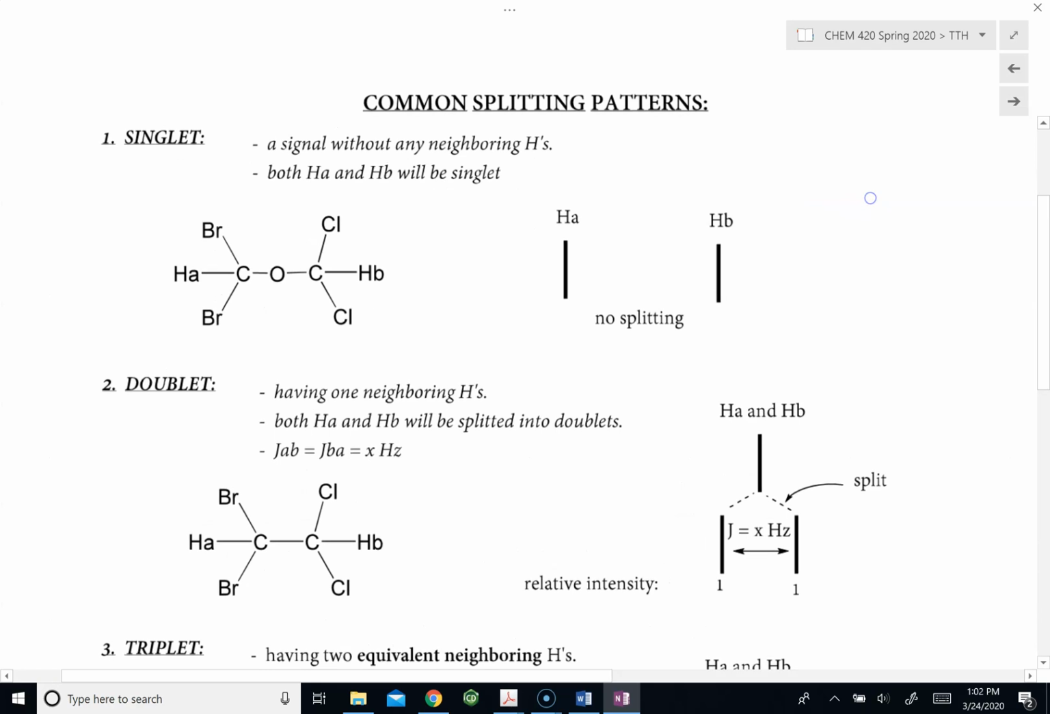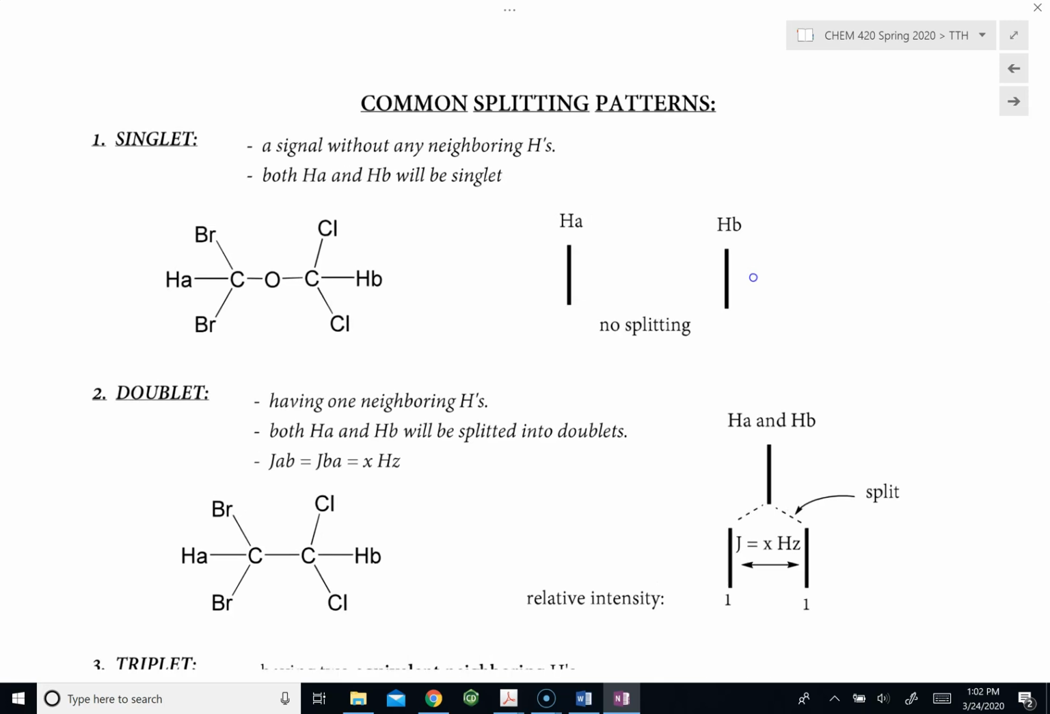And now let's go over some of the common splitting patterns and their terminology so that we can recognize them. The signals in proton NMR are called different names, as for an example, singlet, doublet, triplet, doublet of doublet, quartet, multiplet, and so on. So let's go over each of these types of signal.